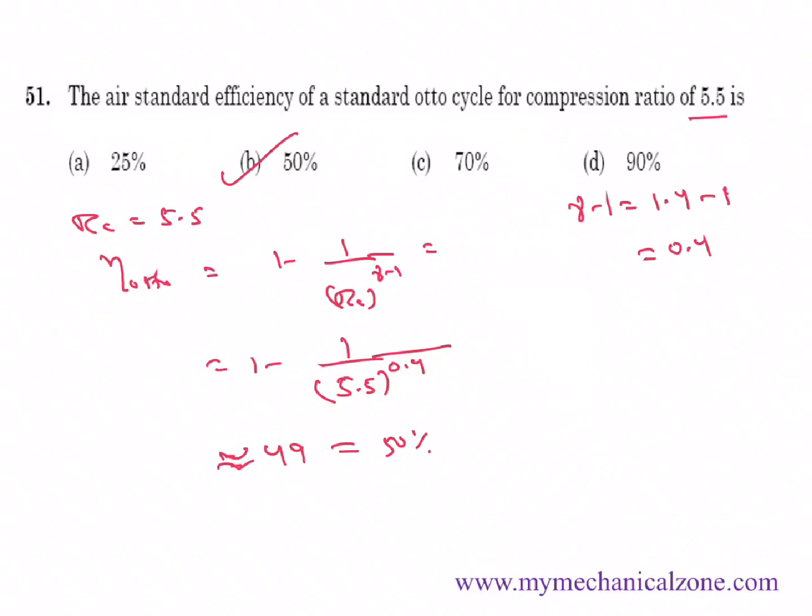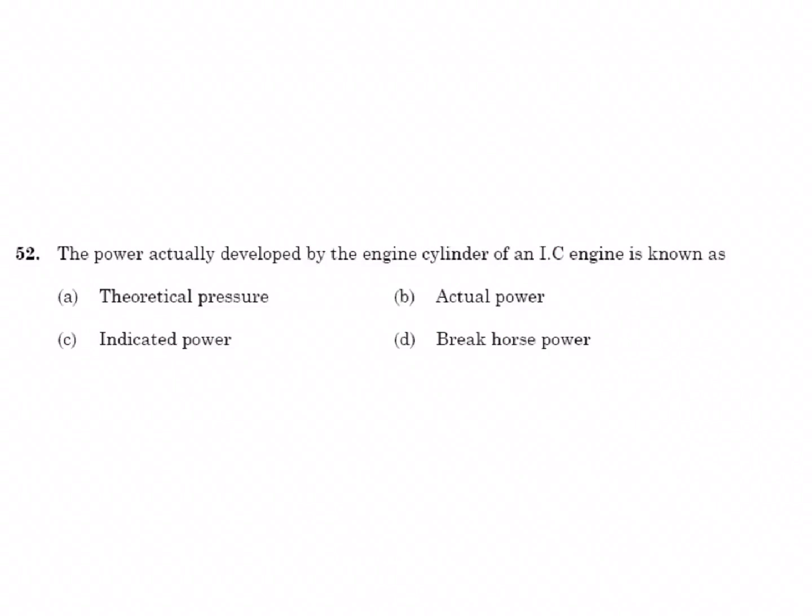The power actually developed by the engine cylinder of an IC engine is known as... Official answer is this one, indicated power. Power actually developed by the engine cylinder of an IC engine.